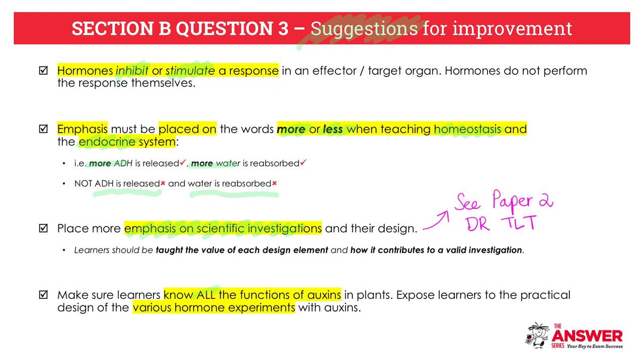Make sure learners know all the functions of auxins in plants, not just tropisms, but emphasize the fact that those happen as a result of its growth function. It causes growth and cell elongation. That's the only way it could respond to tropisms.